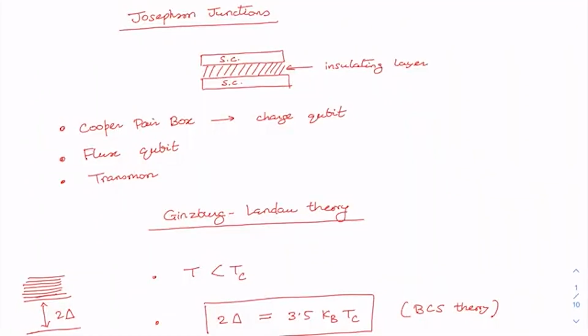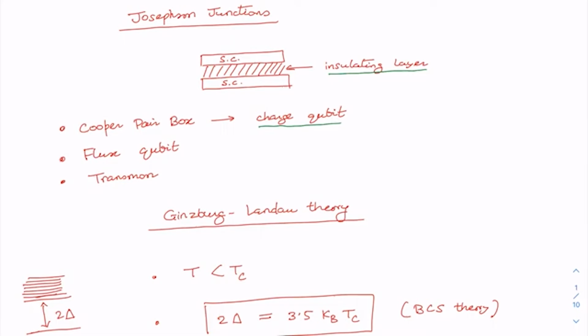In the last class, we started discussing Josephson junctions. A Josephson junction is basically two superconductors separated by a thin insulating layer. Earlier, we discussed the so-called Cooper pair box, which is a charge qubit. Apart from the Cooper pair box, there are other kinds of Josephson junctions like the flux qubit and the transmon.